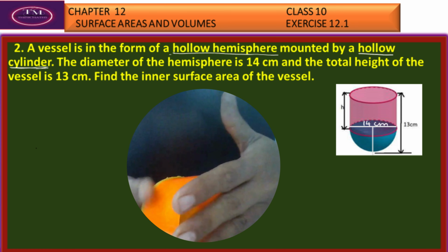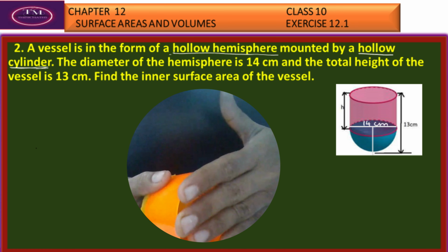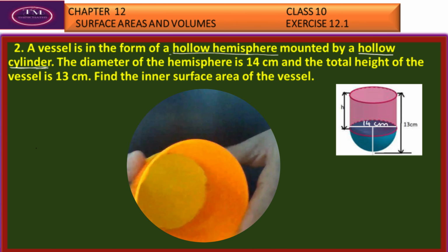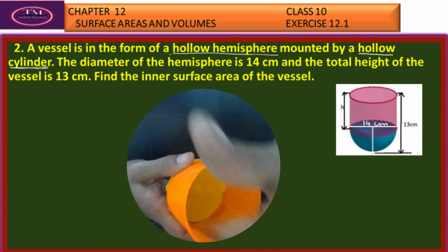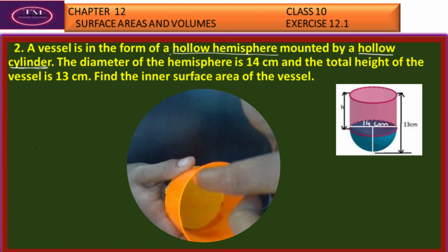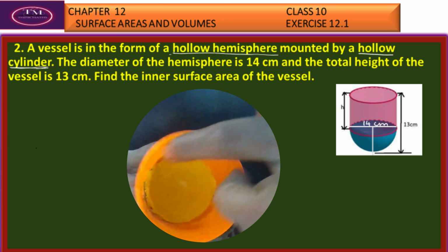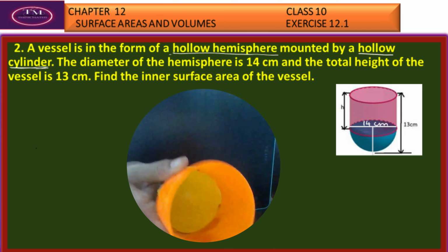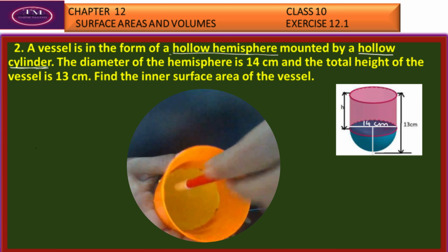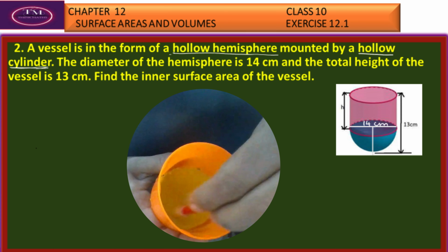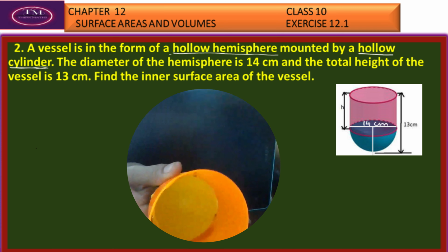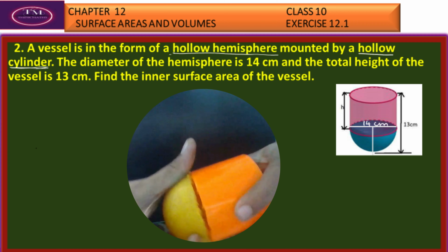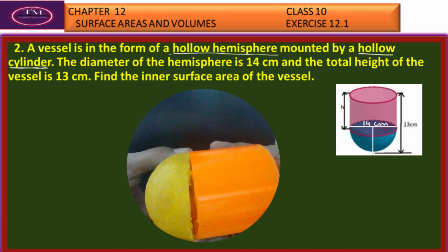So this base is hollow. So we need not include the base area of the hemisphere or base area of the cylinder. As it is hollow, we have to find out the inner surface area. In the inner surface area, on top we have the curved surface area of the cylinder and in the bottom we have the curved surface area of the hemisphere. So we have to add both. Okay children, do you understand this problem?